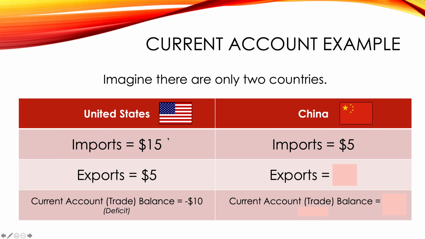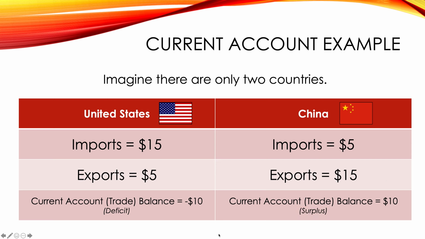If the United States imported $15 worth of stuff, well, where did they get that stuff from? There is only one option, China. That must mean that China exported $15 worth of stuff, right? Their exports become our imports, and our exports become their imports. That's how it works. And now we can calculate a current account balance for China as well. So exports, 15 minus imports, 5. 15 minus 5 is 10. And that must mean that China has a current account surplus.